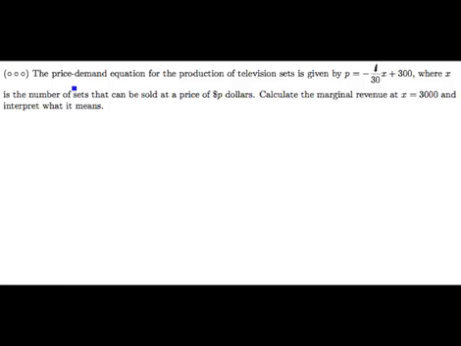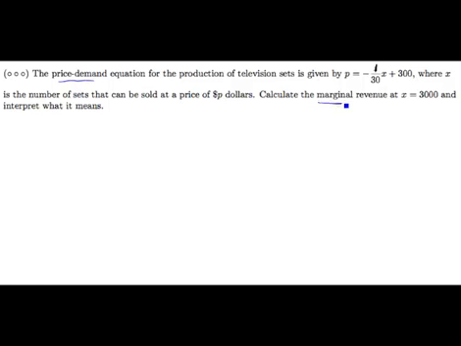In this problem, we're told that the price-demand equation for the production of television sets is given by the formula P equals a function of X, where X is the number of sets that can be sold at a price of P dollars. We're asked to calculate the marginal revenue at a particular value and interpret its results.